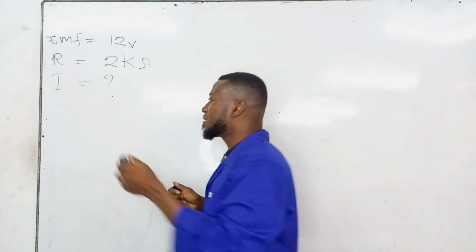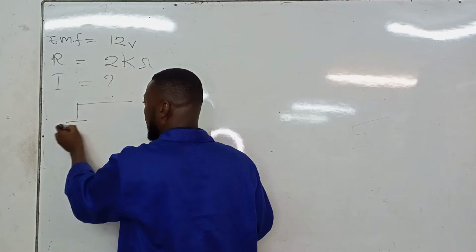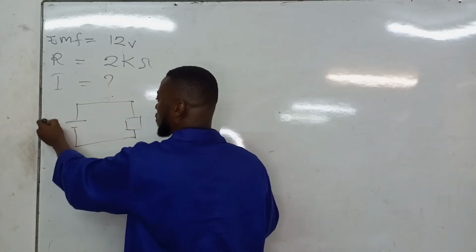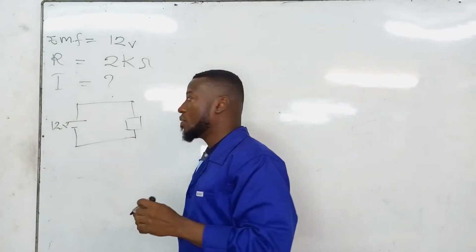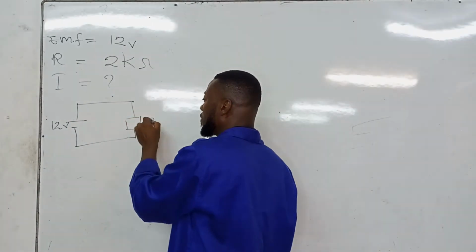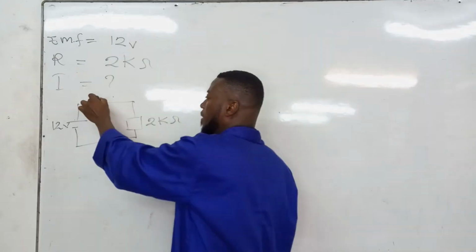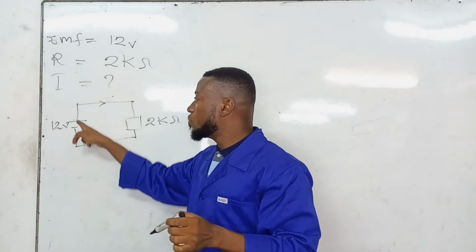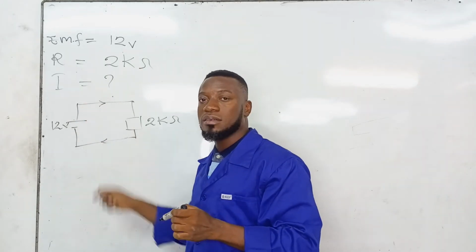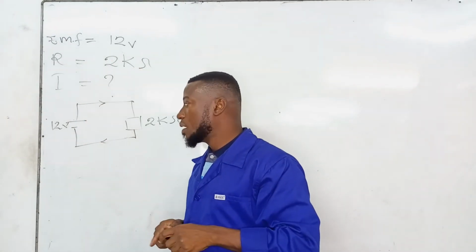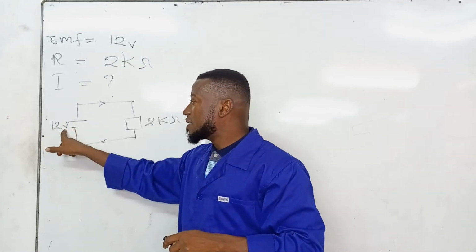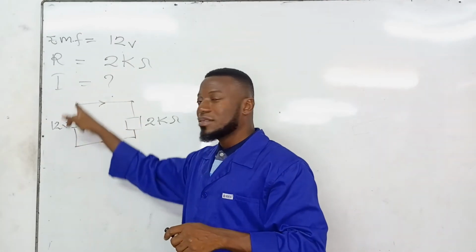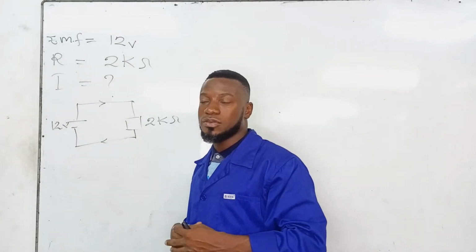If I want to draw this, it means that I have a source of power, which is 12 volts, and then I have a resistor which is 2 kilo ohm. Now my duty here is to calculate the current that will move through this circuit. What current is the 12 volt driving through the resistor in the circuit? That is what you are going to do.